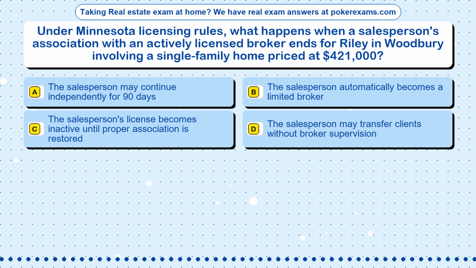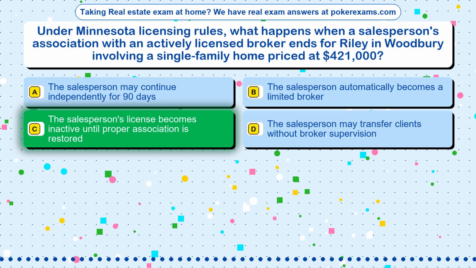Question 79. Under Minnesota licensing rules, what happens when a salesperson's association with an actively licensed broker ends for Riley in Woodbury involving a single-family home priced at $421,000? Option A. The salesperson may continue independently for 90 days. Option B. The salesperson automatically becomes a limited broker. Option C. The salesperson's license becomes inactive until proper association is restored. Option D. The salesperson may transfer clients without broker supervision.